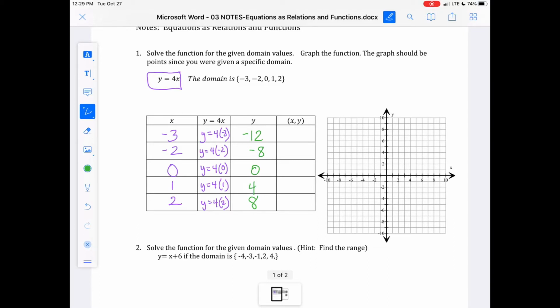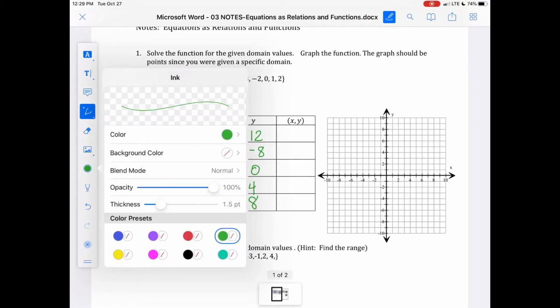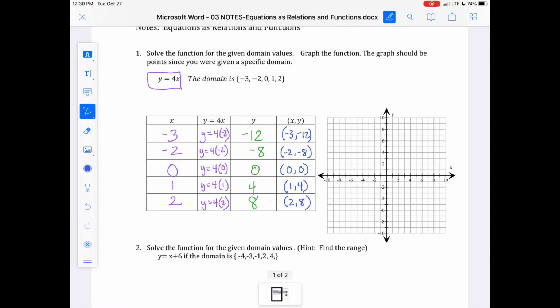And lastly, they're going to ask us to write these as an ordered pair. And the last thing we want to do is plot those points on our coordinate plane. And remember, the x's go horizontal and the y's go vertical. So you'll notice for -3, -12, we're a little off of the grid because there is no -12. So that point would be somewhere here. And then we plot the other points. We're going to the left 2 and down 8 for -2, -8.